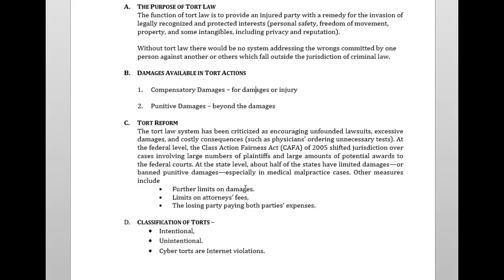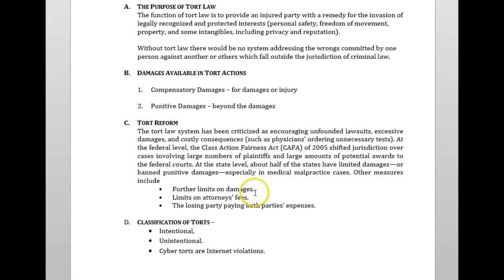There's been some class action movement where there's been a Fairness Act that says cases involving large numbers of plaintiffs and large amounts of potential awards are moved up to the federal courts so they can have more control over that. There's also, at the state level, limits on the damages that can be awarded, and they've banned some punitive damages because things did get out of hand, in medical malpractice and several areas.